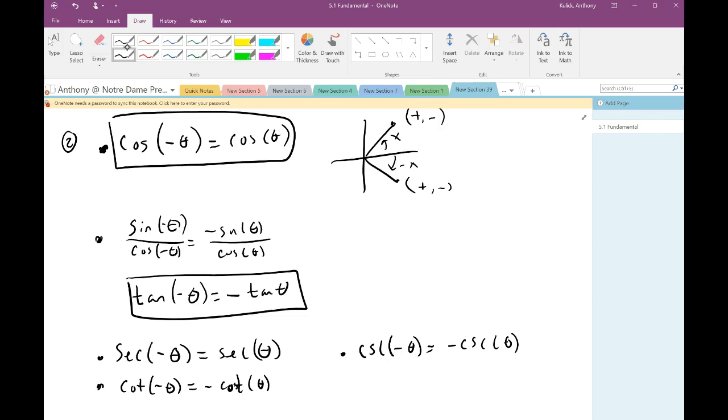So what we're going to do next is just do some examples of simplifying trigonometric expressions and then some examples of verifying trigonometric equations.